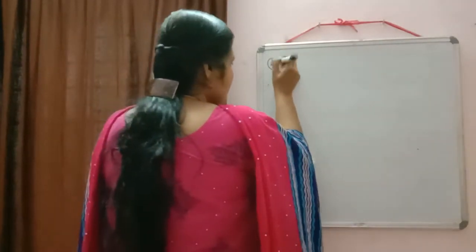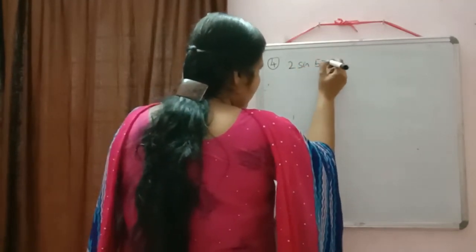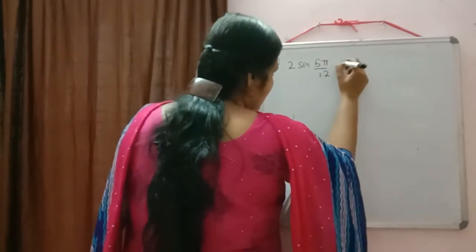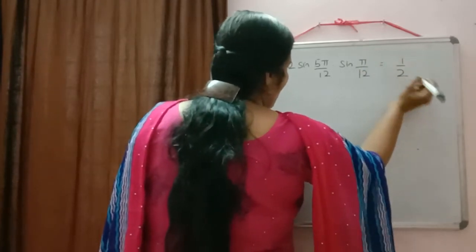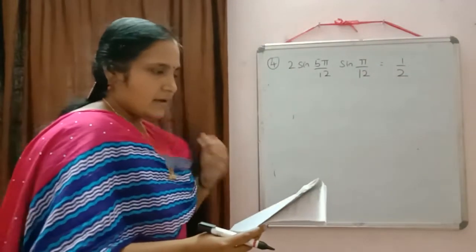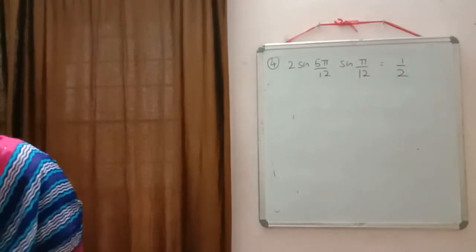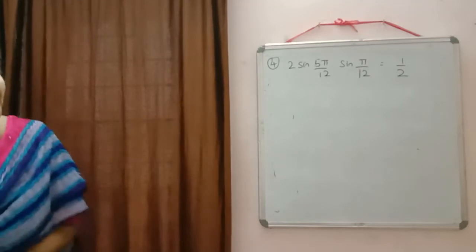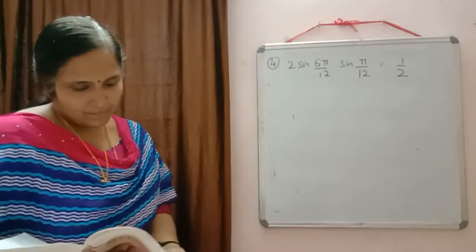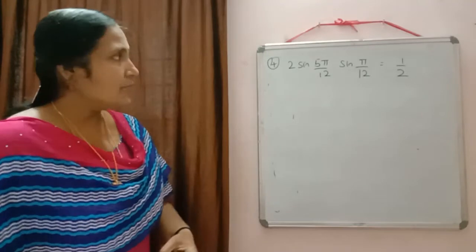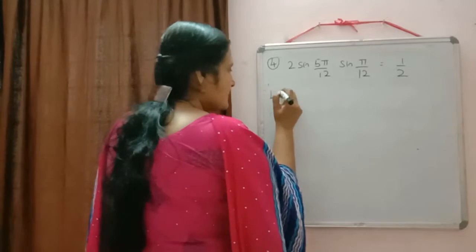Prove that 2 sine 5 pi by 12 into sine pi by 12 is equal to 1 by 2. So just to check which formula we will use there. Already in the left hand side we have 2. So it is in the form of 2 sine A sine B. Sine is coming together there.